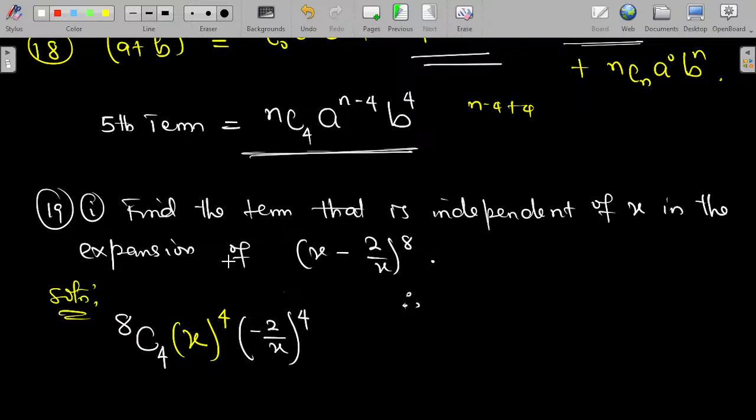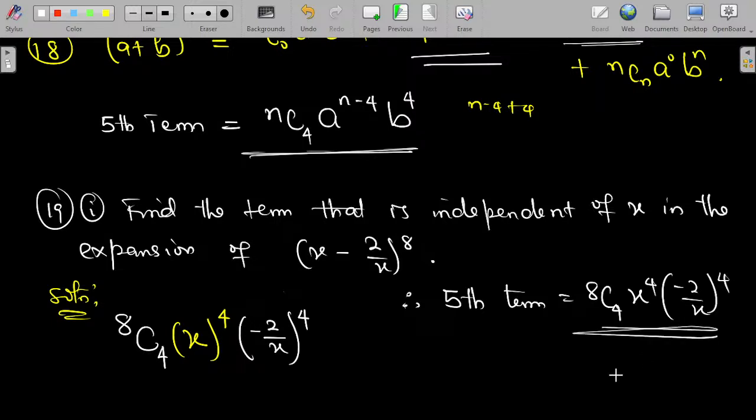And it will be good to say the position. So what position is this term? That is the 5th term. So it is the 5th term, and it is equal to 8c4 x to the power of 4, then minus 2 over x to the power of 4. And it's good that you stop here.